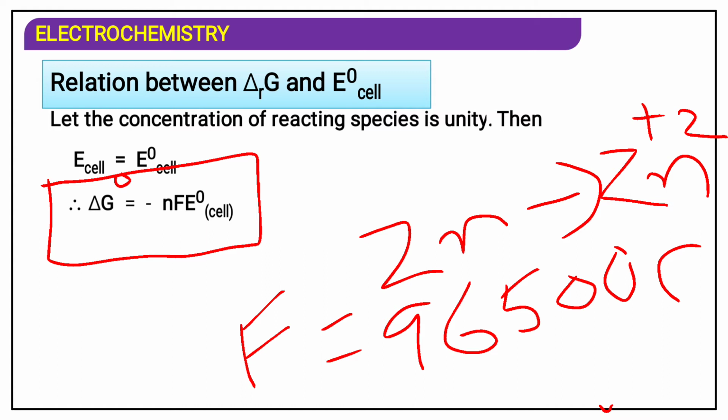Once again I am repeating, delta G naught is equal to minus nF E naught cell. Here delta G naught indicates the standard free energy, n indicates the number of electrons, F indicates the Faraday, whose value is 96,500 coulombs. E naught cell is the standard cell potential that will be provided in the problem.